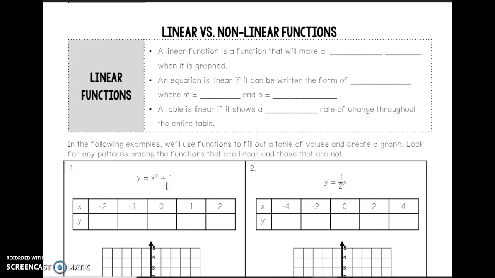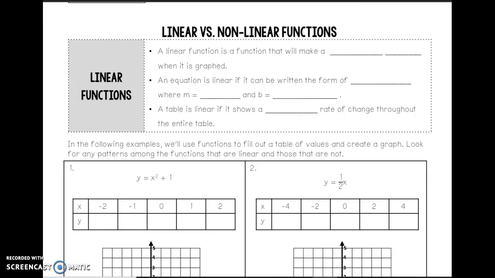But functions are much broader than that. We focus on linear functions here to get our feet wet, to kind of understand what we're doing with it. But there are many, many functions that aren't necessarily linear. So we're going to talk today about how to identify just one way to classify functions. Are they linear functions or nonlinear?